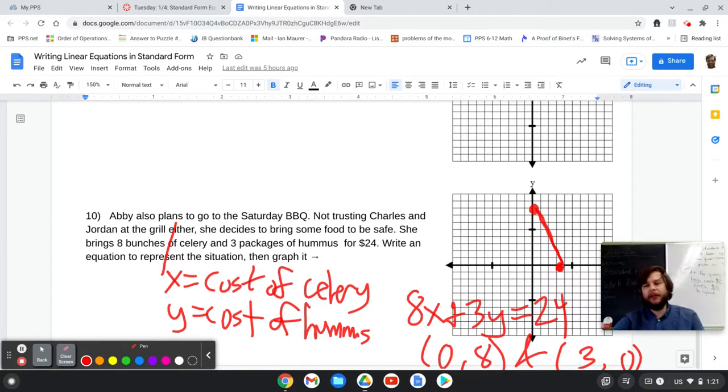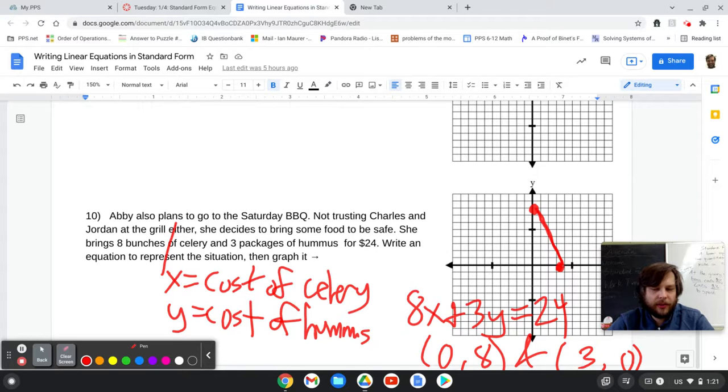One thing that's a little bit interesting about this example is on the previous one, I could only have whole numbers. I couldn't buy 1.75 hot dogs and then 6.25 hamburgers. But here, decimals do make sense. So there's a lot more possible combinations here because we're talking about the cost of the celery and the cost of the hummus. So instead of it just being whole number values, there's quite a few more solutions there.